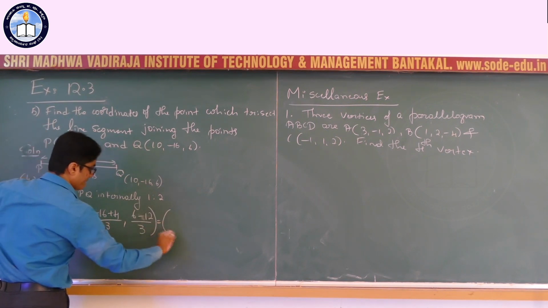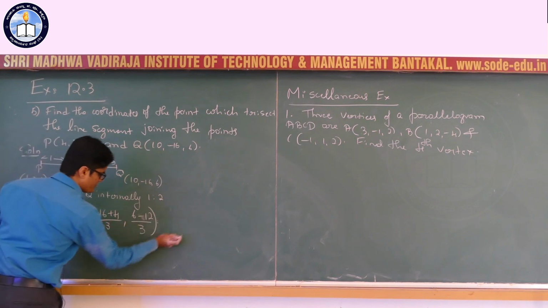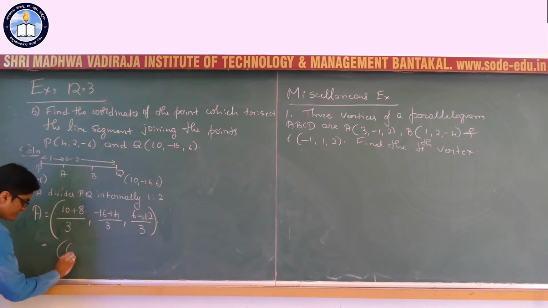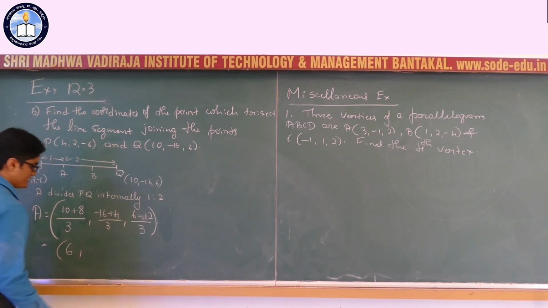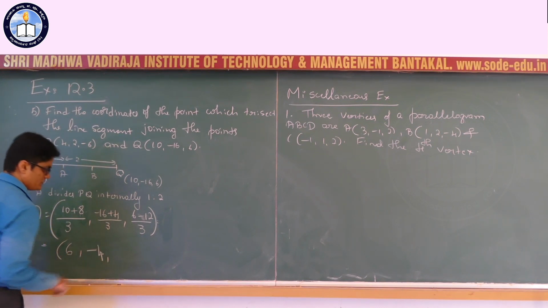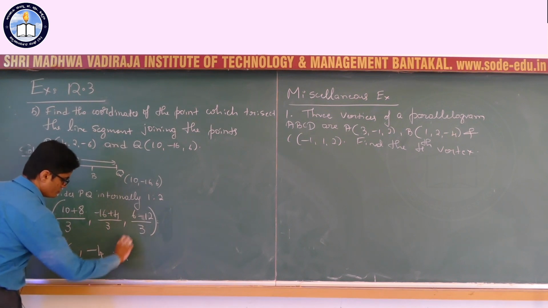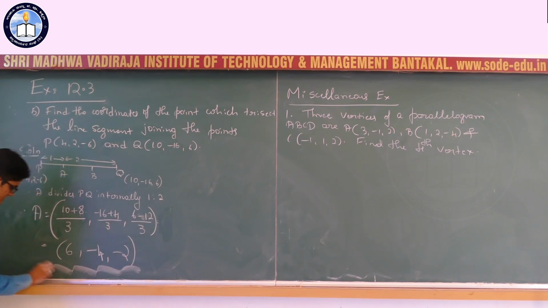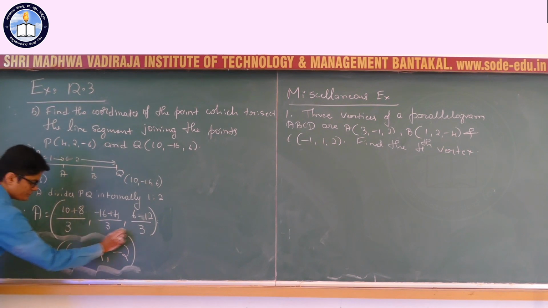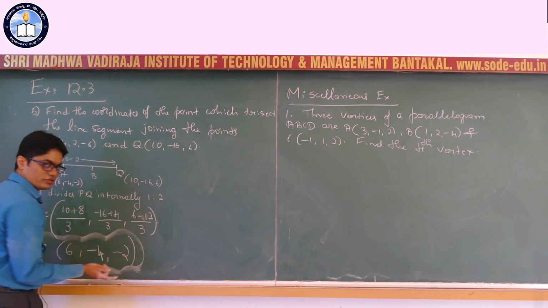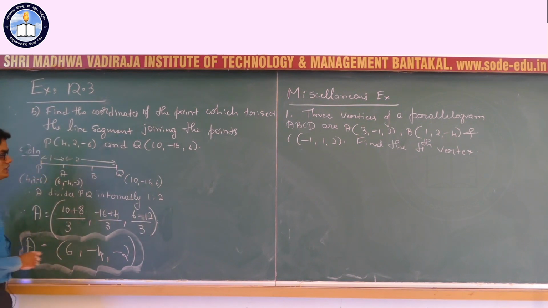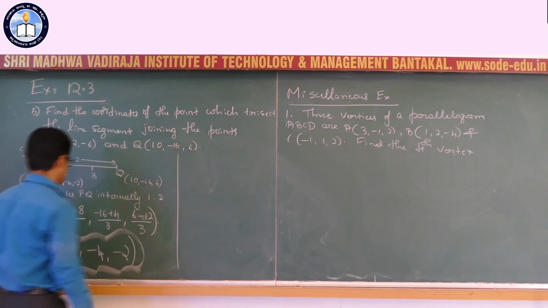So what is A? Therefore A is equal to 18 by 3 is 6, minus 16 plus 4 under 12, so minus 4, and this is minus 2 because minus 6 by 3. So this is the coordinates of A. A is 6, minus 4, minus 2, minus 12, minus 6 by 3 is minus 2, correct? Very good. Now how to get B?